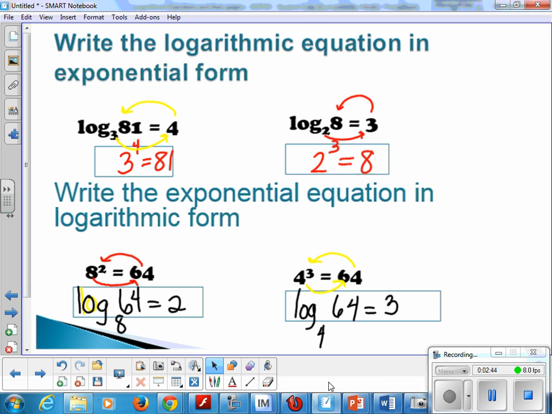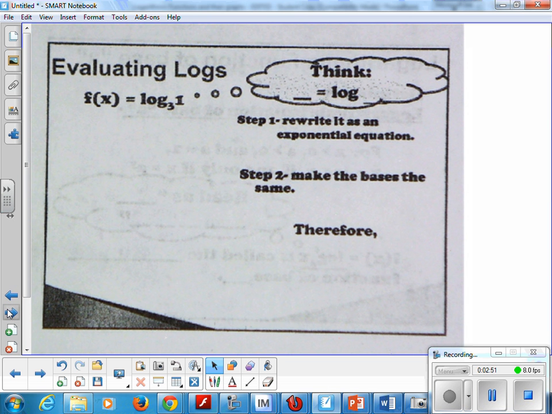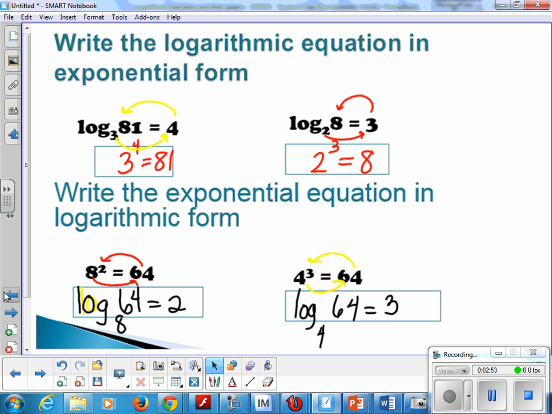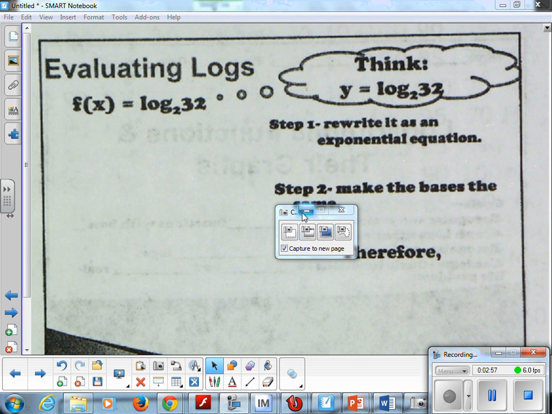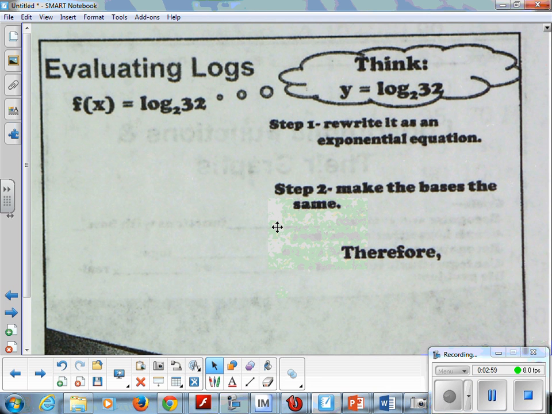Let's go to the next slide. The next slide says evaluating logs. I think I skipped one. All right, guys, so continuing from the previous problem, we learned how to convert from exponential to log and from log to exponential. Now we're going to learn how to evaluate log functions.